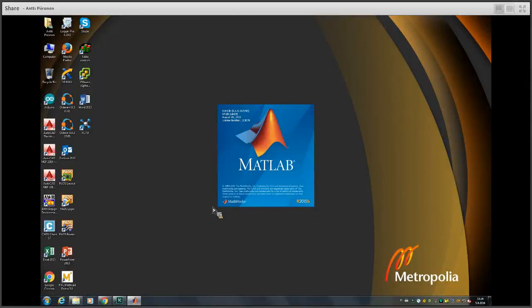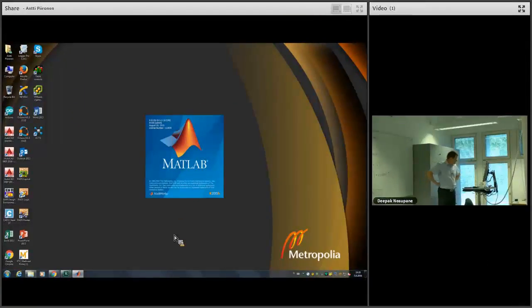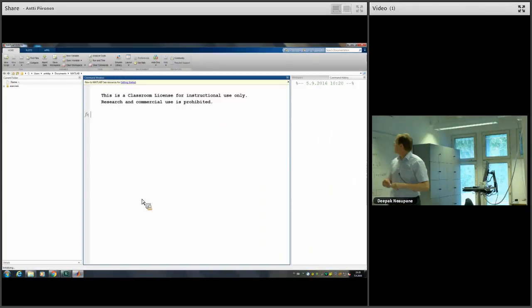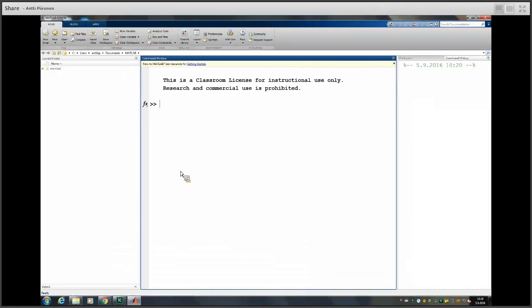Takes a while to start up. While we are starting, someone already have the MATLAB running. Let's see, MATLAB comments basically would be in blue color. There we go. Good. So, sampling review.